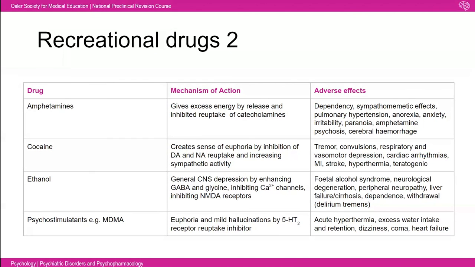Then you've got tremor and convulsions as the main adverse effects. You can overdose on it, and it's very teratogenic, which means if you're pregnant and you take cocaine, the baby can be very adversely affected by that. It also causes things like heart attacks, strokes, cardiac arrhythmias, all sorts of things that are worth knowing about if somebody presents to you in A&E one day.